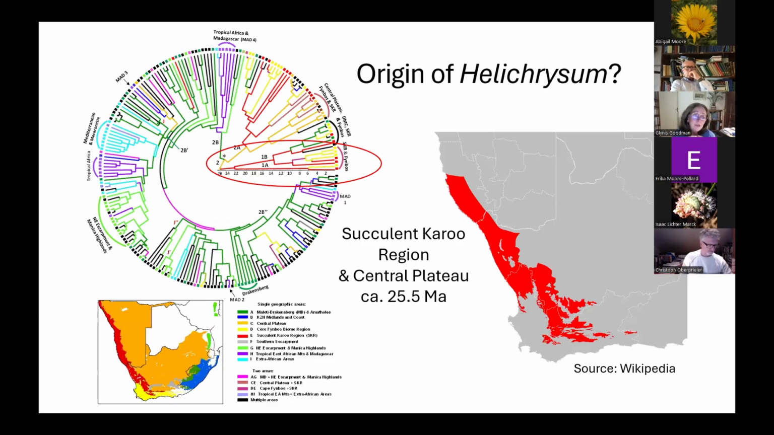So this is our phylogeny. And as you can see, the origin of Helichrysum is, as in other studies, shown to be in the succulent Karoo region, but also in the central plateau to some extent. And we dated its origin to about 25.5 million years ago, so in the late Oligocene to early Miocene. And that is pretty much the same as what has been shown in other studies.